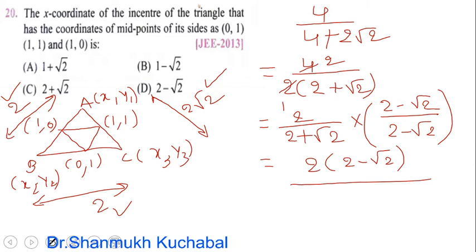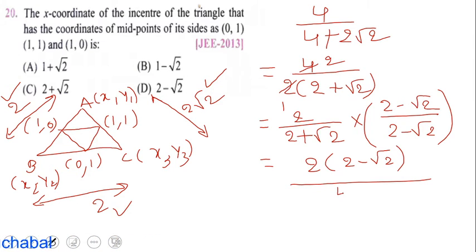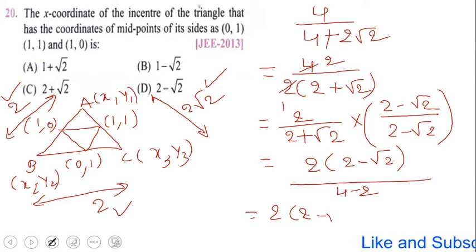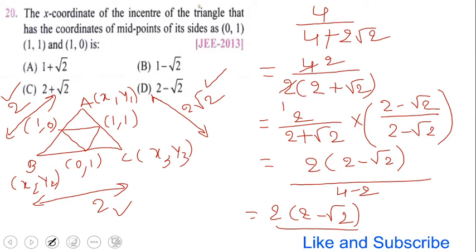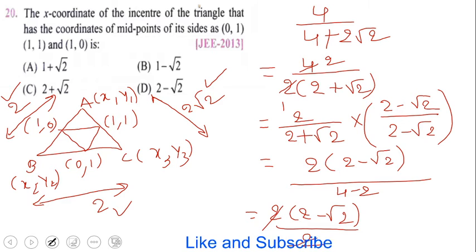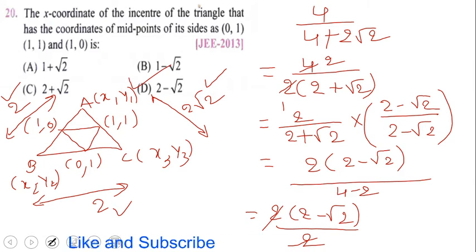In the denominator we have to use the formula a plus b into a minus b, a square minus b square. So we get 4 minus 2. So further we will simplify it. So 2 as it is, 2 minus root 2 whole divided by 2, the 2s get cancelled. So we get the solution as 2 minus root 2. So we will observe that option D is the right answer here. Like this we have to simplify.